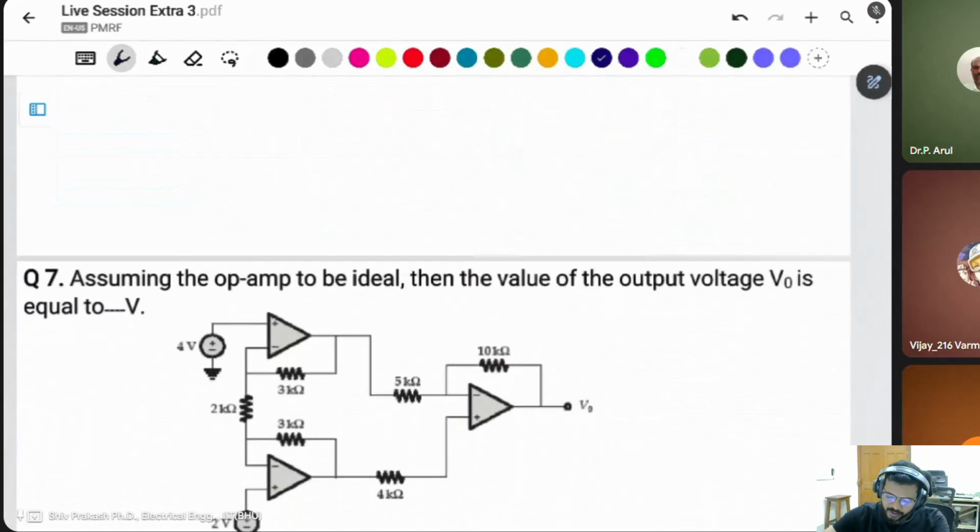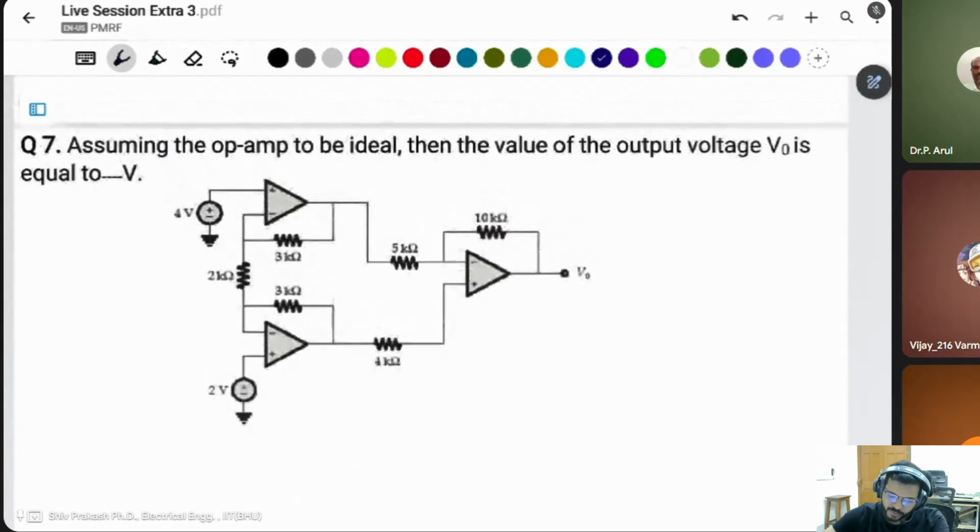Okay. The next op-amp question I have taken: assuming the op-amp to be ideal, the value of the output voltage is asked. Same negative feedback is in all the op-amps, that means there is a virtual short between them. This 4 volt is connected here, that means this voltage is also 4 volt. Here 2 volt is connected, that means this voltage is 2 volt. This current is 0, this current is also 0, that means the same current is going through like that.